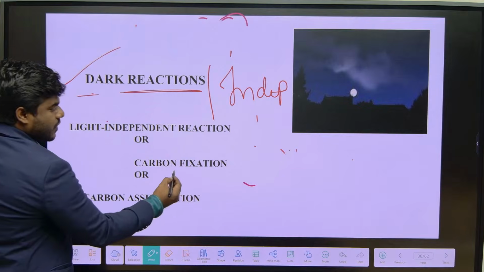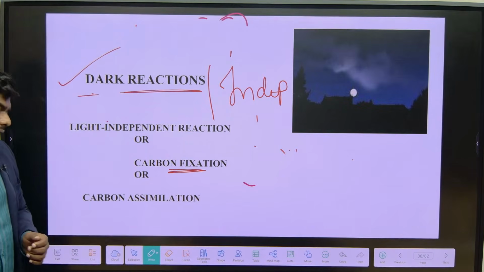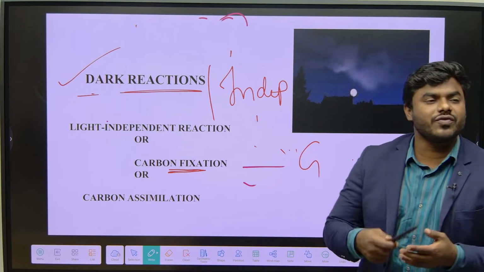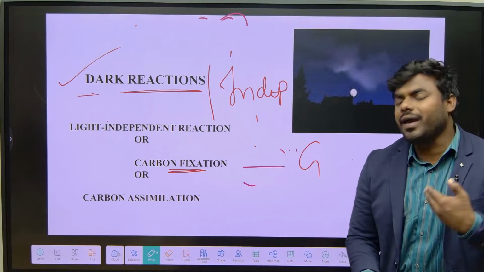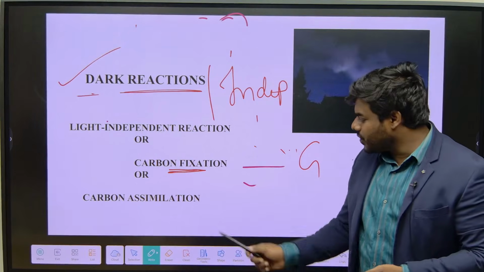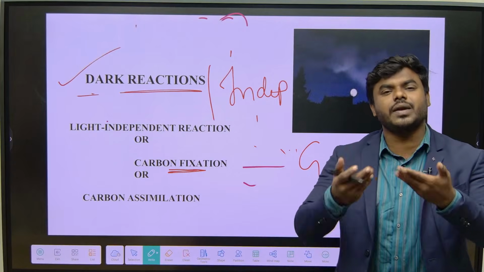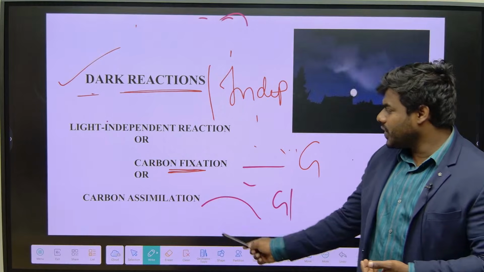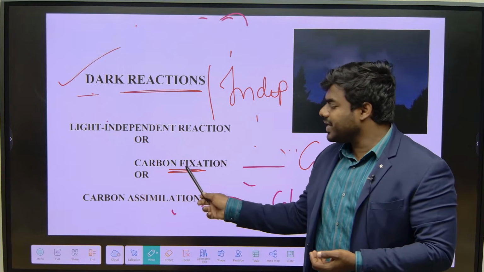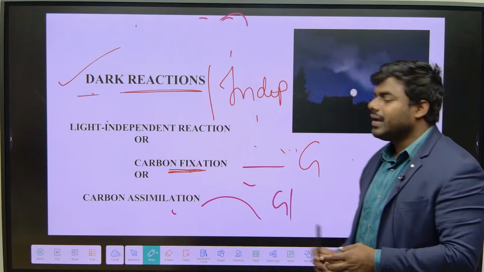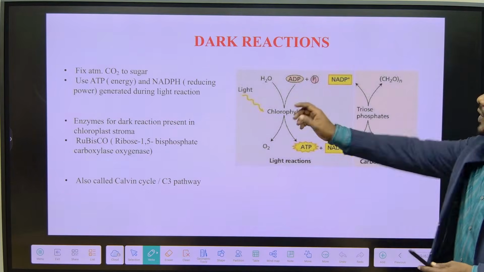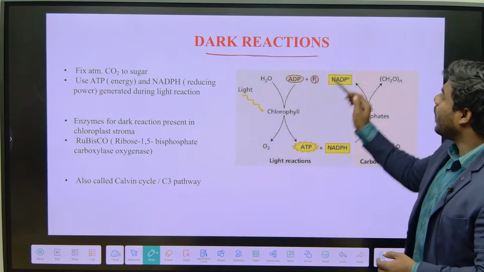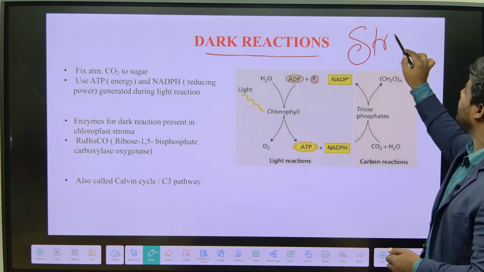Now we also call it carbon fixation, because the ultimate goal of the plant body is fixing the carbon into glucose. How can they fix the carbon into glucose? By assimilating the carbon. In other words, by incorporating the carbon into the plant body, it is reduced into glucose. That's why we call it carbon assimilation or carbon fixation or light independent reaction. Now all of you answer, where are these dark reactions taking place? Location. Why only in the stroma? Why not on the thylakoid membrane?